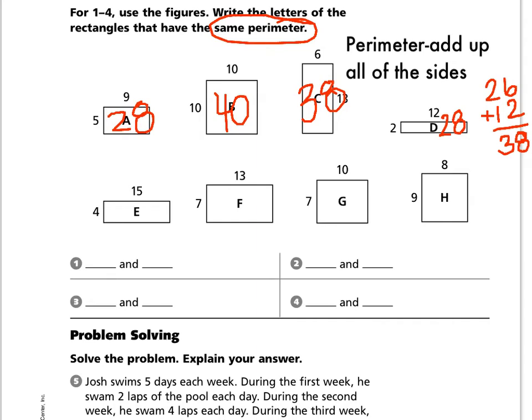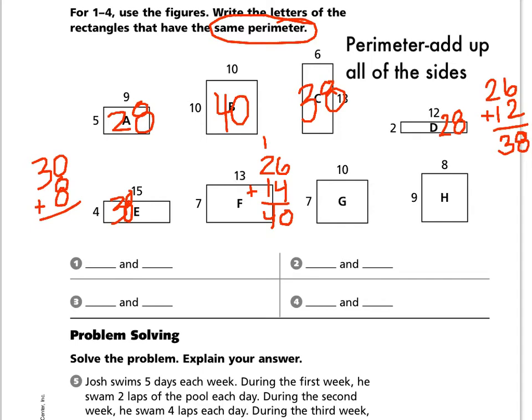For letter E, we have 15 plus 15, which is 30, and 4 plus 4, which is 8. Together, I have 38. For letter F, I have 13 and 7, so 13 plus 13 is 26, and 7 plus 7 is going to be 14. Add it up, and I get 40.